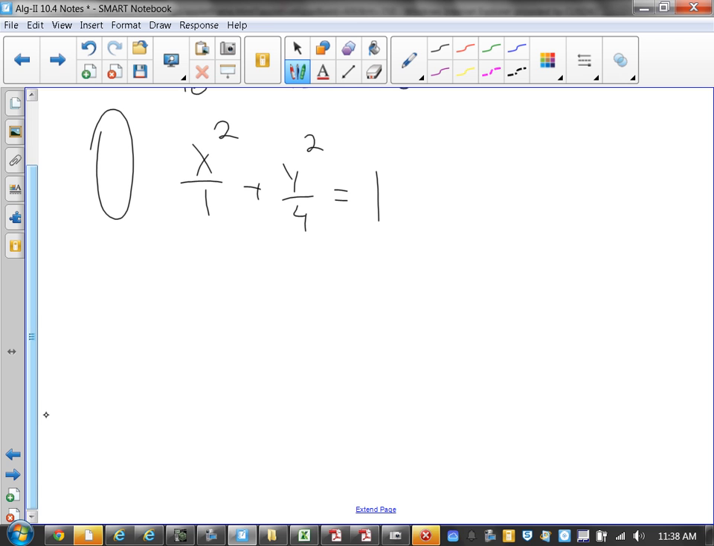4. So a squared is 4. So what's a? Plus or minus 2. B squared is? 1. So b is? Plus or minus 1. Okay. C squared is going to be 4 minus 1, which is 3. So C is? Plus or minus √3. Okay. See how fast it is to go through the arithmetic part of the problem? All right. Plot it.